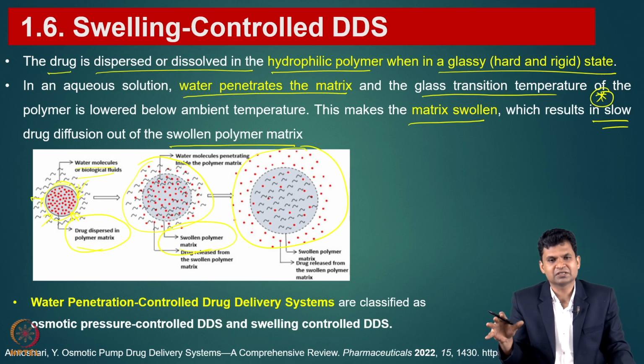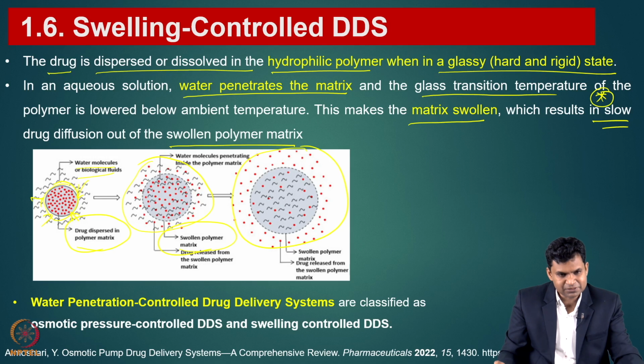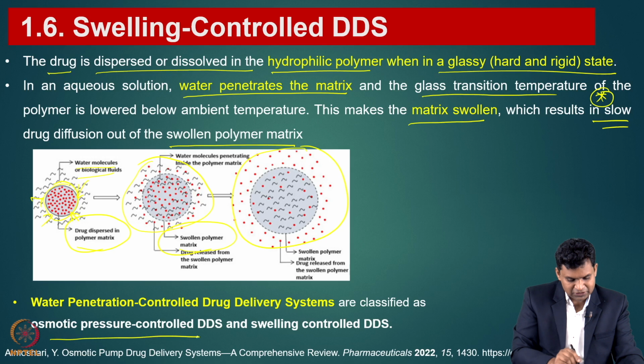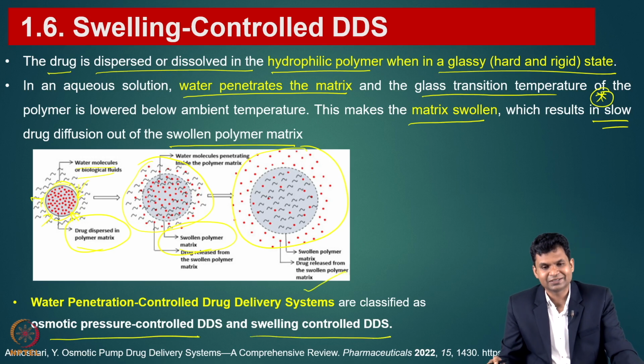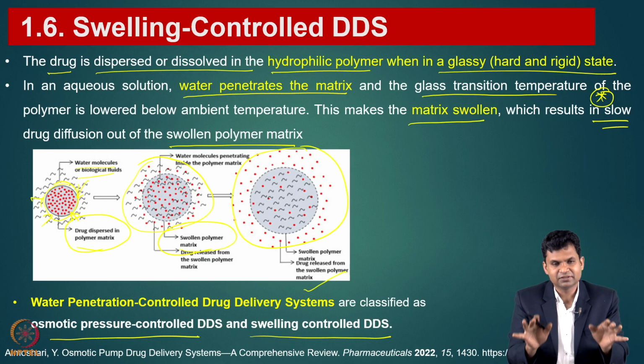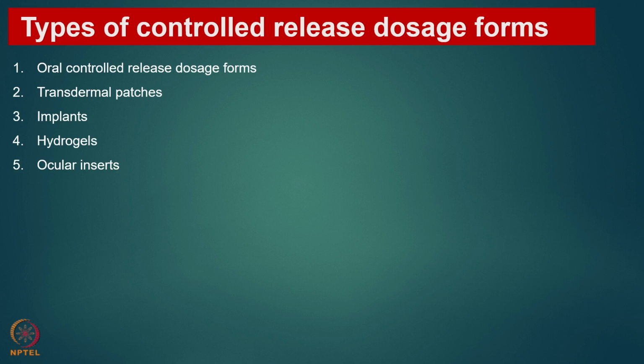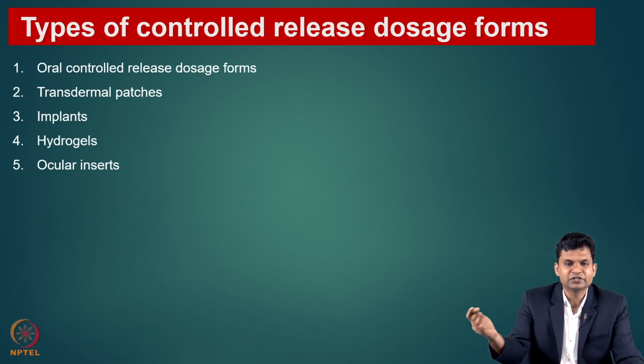So, here we need to focus on the swelling index of the hydrophilic polymers which are suitable for swelling controlled drug delivery systems. There are reports that suggest this. Both osmotic pressure controlled and swelling controlled systems come under water penetration controlled drug delivery systems. In both of these systems, water penetrates into the controlled drug delivery system. So, these are a few types of controlled dosage forms which are available as finished products.